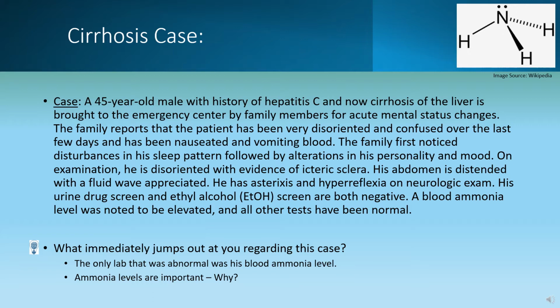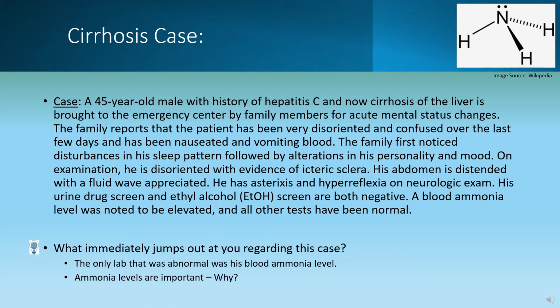that they noticed. They observed sleep pattern alterations and his mood and personality had been changing. Upon examination, he appeared disoriented and had evidence of icteric sclera. His abdomen is distended with a fluid wave test positive. He also has asterixis and hyperreflexia on a neurological exam.